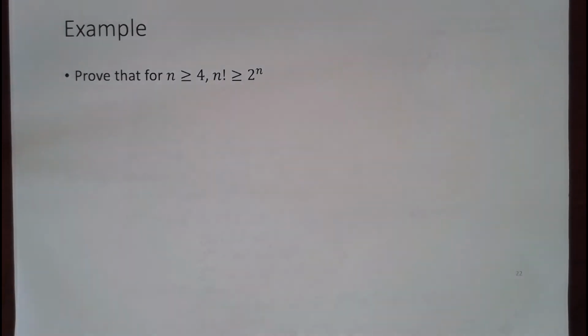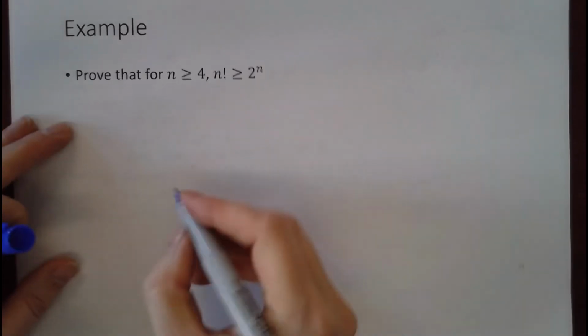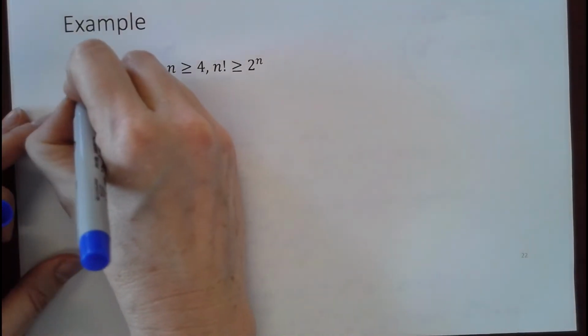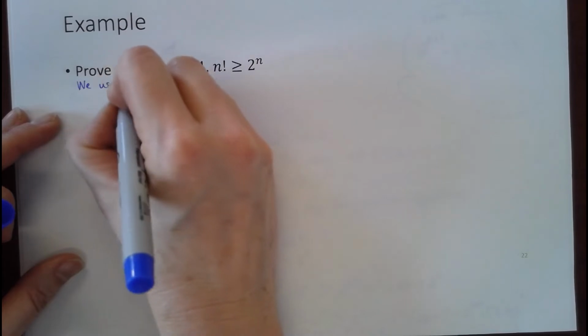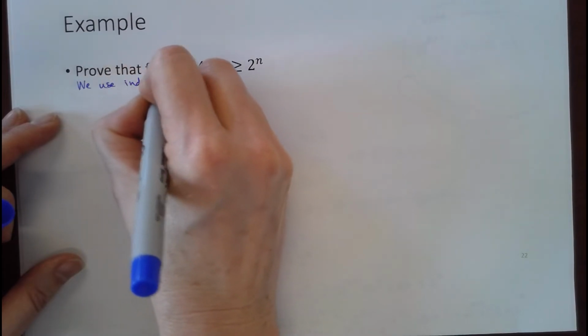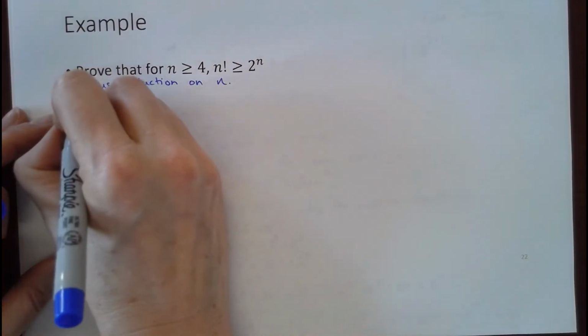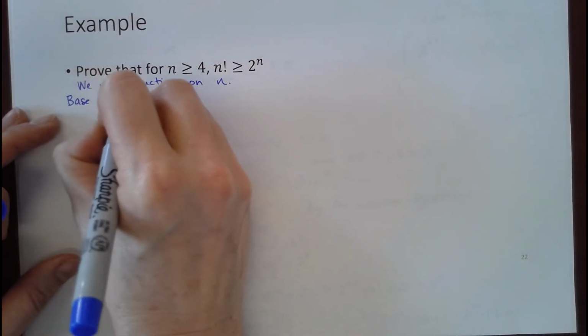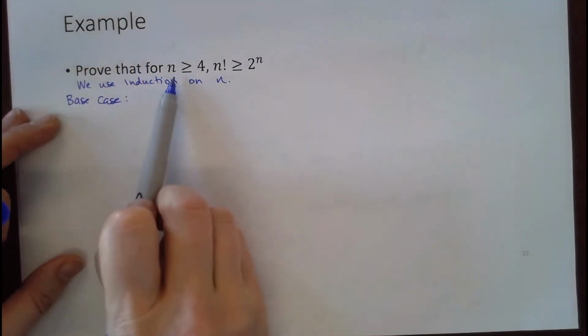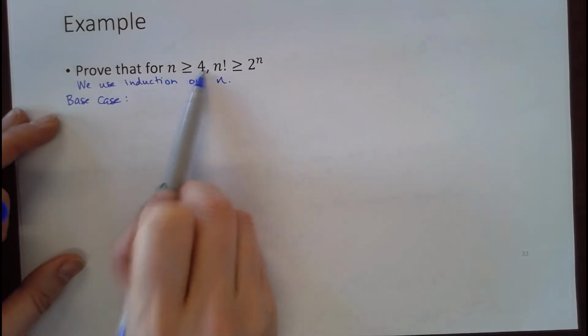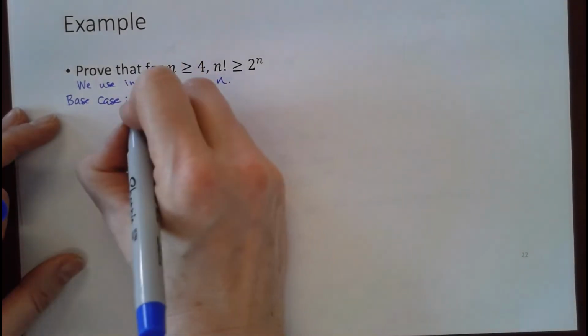All right. So another inequality. For any n greater than or equal to 4, we want to show that n factorial is greater than or equal to 2 to the n. Okay, so we're going to use induction on n. Start with our base case. Our base case is the smallest possible value of n, so in this case it's 4.